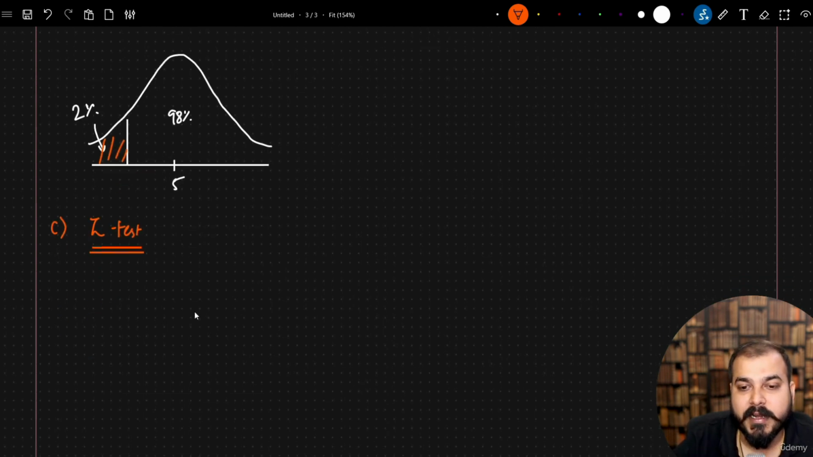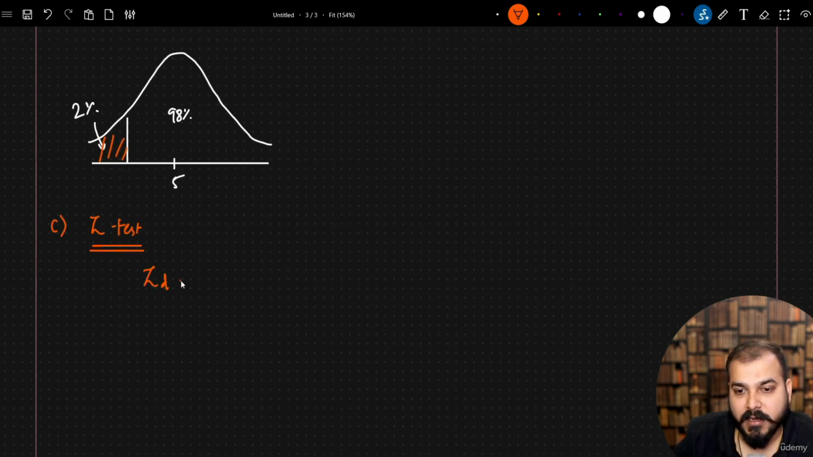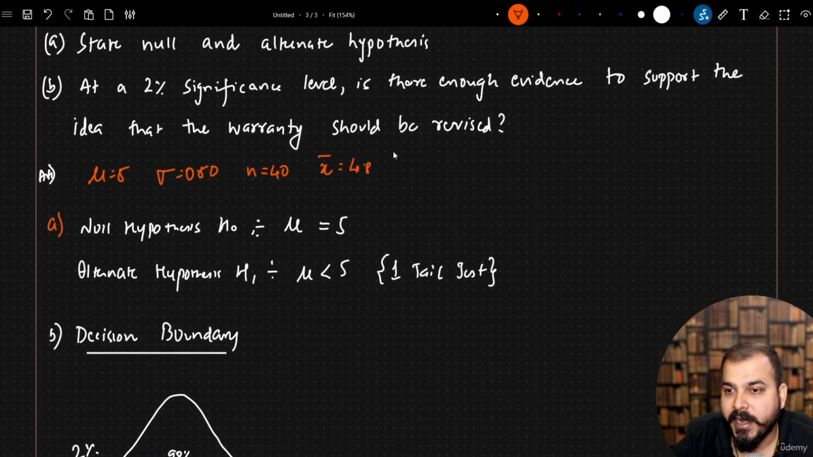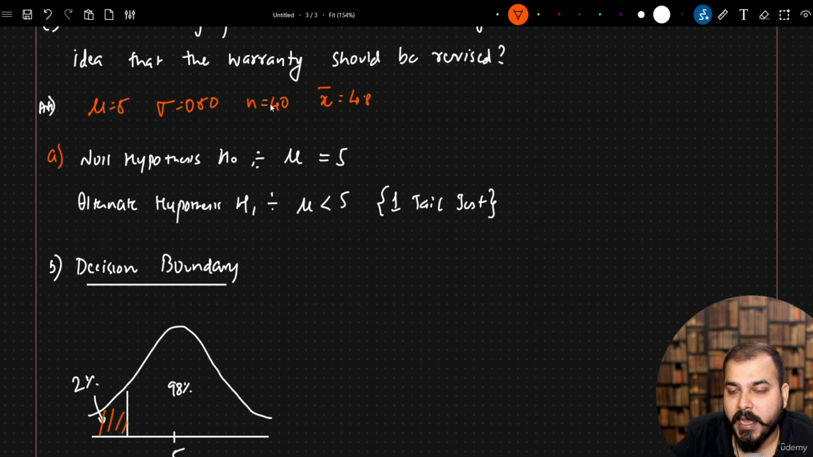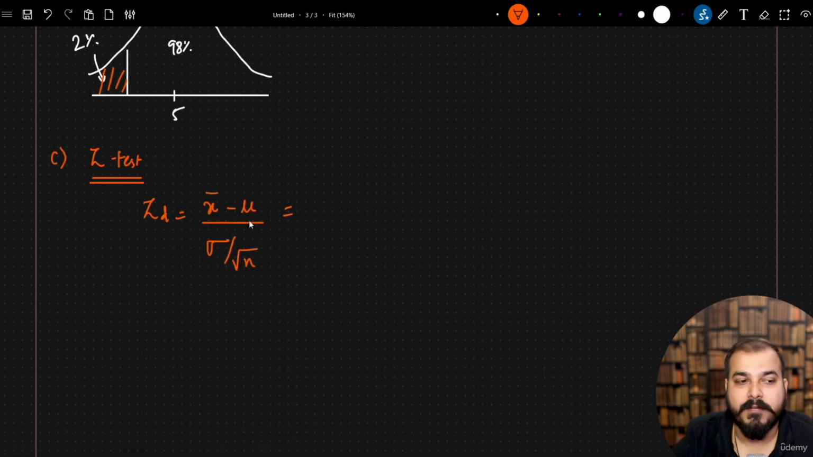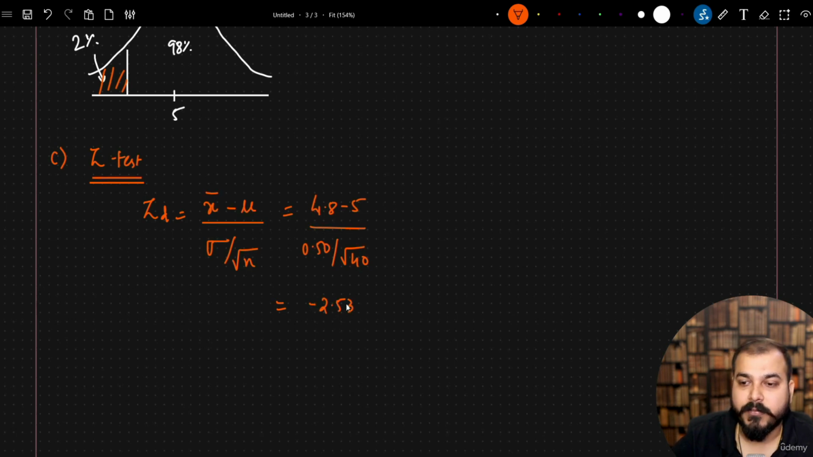In the Z test, we will try to calculate the Z value. I'm giving some notation over here. The formula is X bar minus mu divided by standard deviation divided by root n. Here X bar is 4.8, n is 40 and standard deviation is 0.50. So I'm going to write 4.8 minus 5 divided by 0.50 over root of 40. If you do this entire calculation, you are going to get minus 2.53.